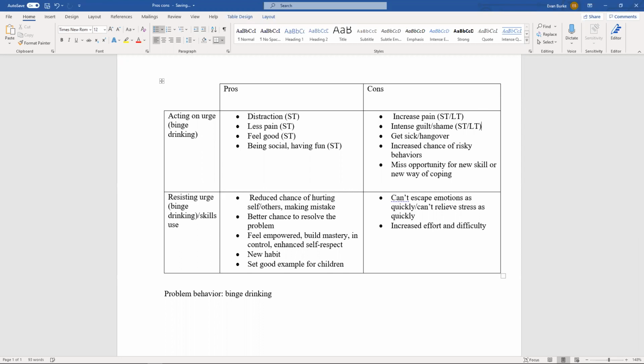Let's see. So getting sick and hungover, I'd say is relatively temporary. So we'll put that in short term. Yes, I mean, we know that alcohol can cause you to be sick, but eventually you'll get better unless you have some sort of medical condition, which is not really relevant to this particular one, but it can very well be, right?